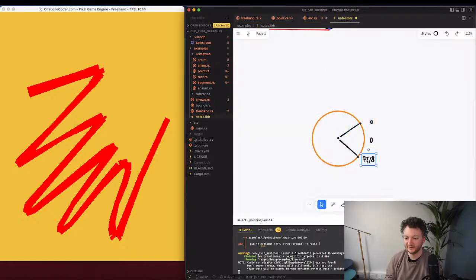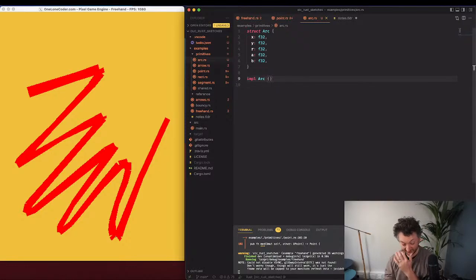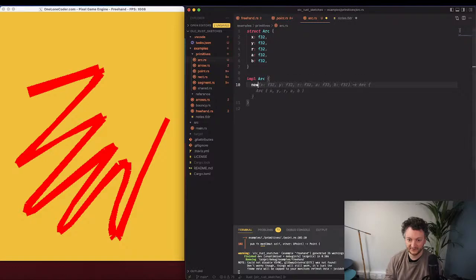So I'm going to call this A. I'm going to call this B. This has an X and a Y, and then the radius is R. Cool. And then for the arc, I want to be able to get a couple of things. First, let's say new, and maybe Copilot will fill this out. Good. Copilot is so good when programming in a language that you don't really know.